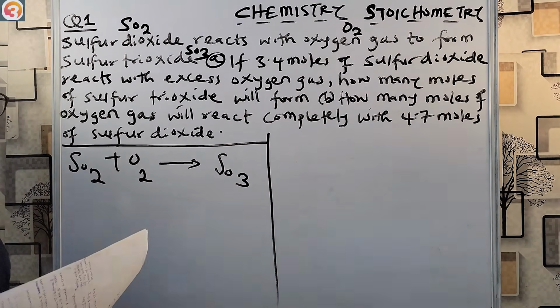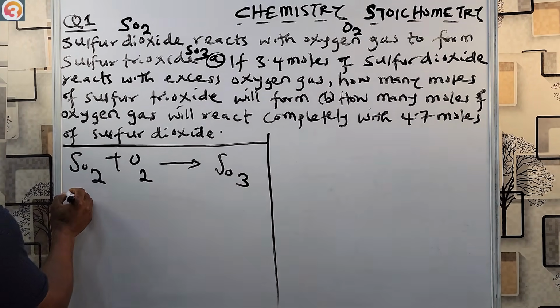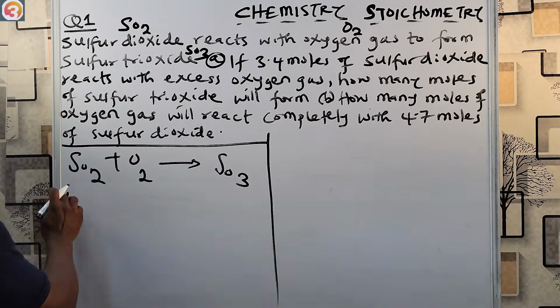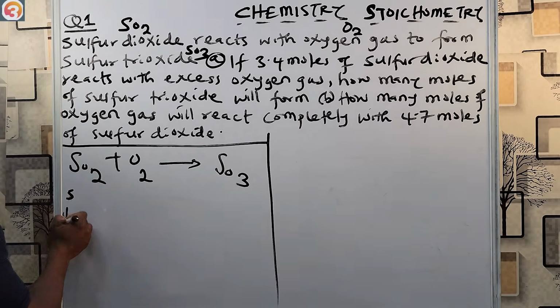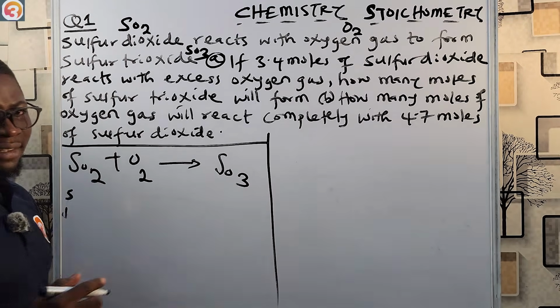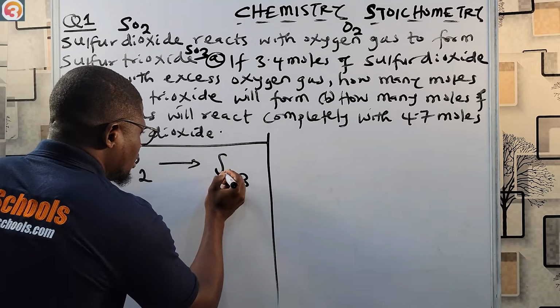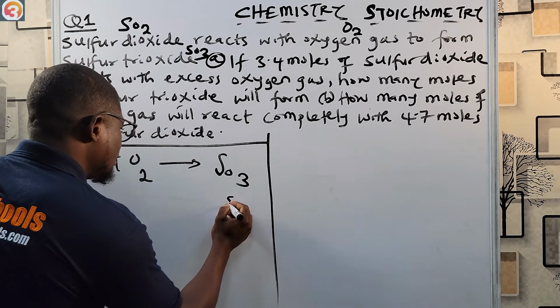S is sulfur, right? How many atoms of sulfur do we have here? Just 1. Only 1 atom of sulfur. As we start now, this S, 1 atom. Now let's go to the right hand side, to the product side. How many atoms of sulfur do we have here? It's still 1. So S is still 1 here.